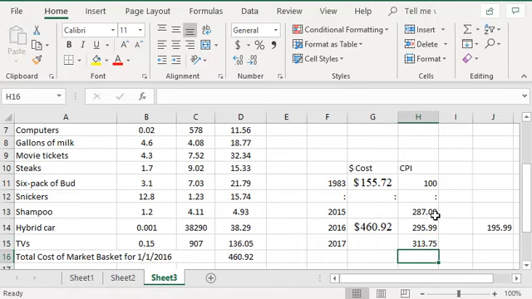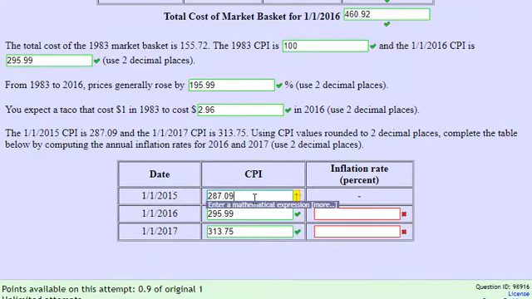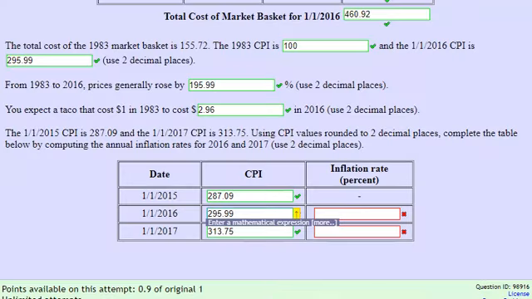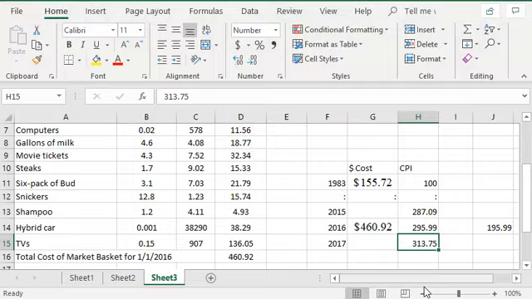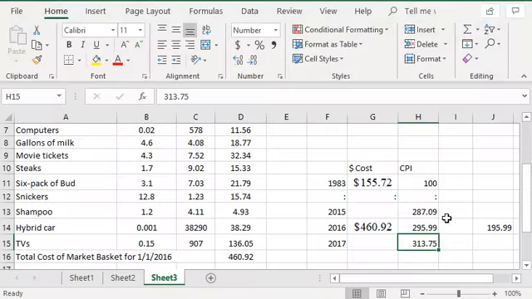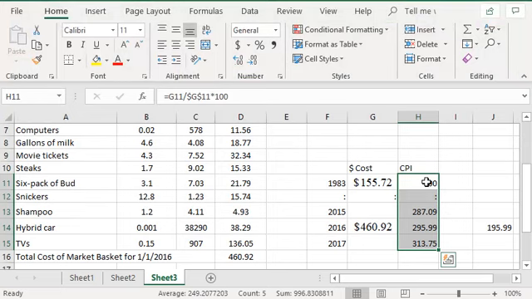Okay, so the CPI in 2015 is that, right? The CPI in 2016 is 295.99, right there. And the CPI in 2017 is that right there. I just misread it. I read these as dollar values and not percentages. Okay. All right. So these are the CPIs for 1983, 2015, 2016, and 2017.